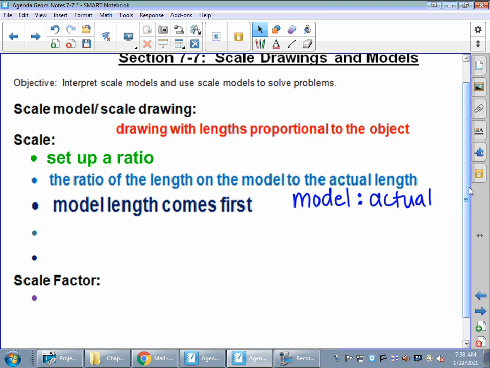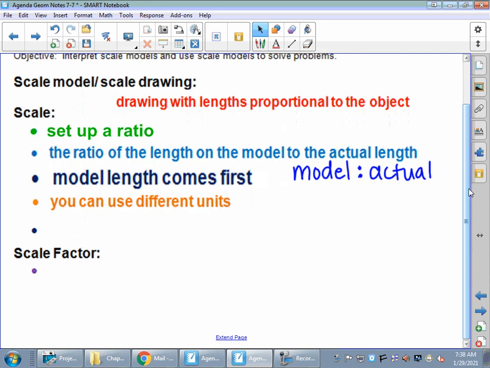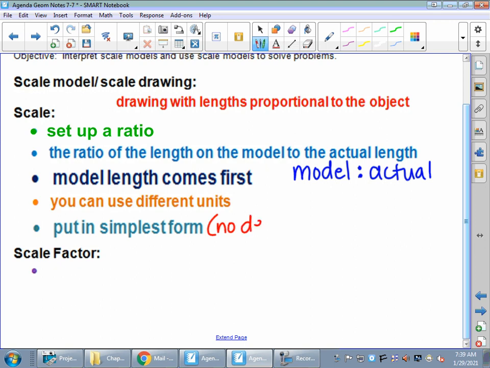And here's the difference between scale and scale factor. You can use different units. Think of a map. 1 inch is equal to 100 miles, or 10 centimeters equals 100 kilometers. You can use different units on a scale. That's okay, no big deal. But of course, you need to put them in simplest form. We do not want crazy numbers. Also, you cannot have decimals in your ratio. So we need to talk about how to simplify if you do have a decimal.